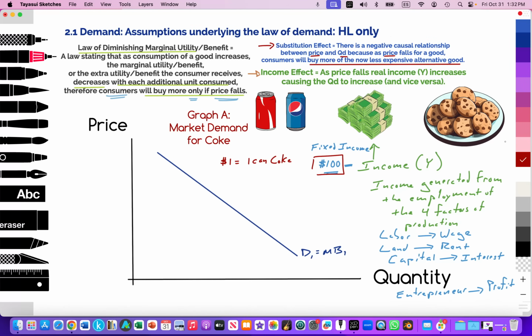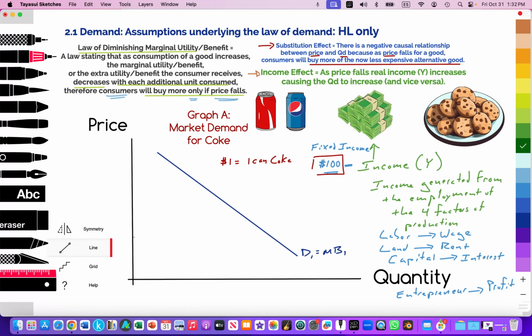So we can buy 100 units. Okay, so let's illustrate that. We have a low price, P1, equal to perhaps $1 per can of Coke, and you can buy 100 cans of Coke with your $100. So here we have quantity 1, and here you have bought 100 units.